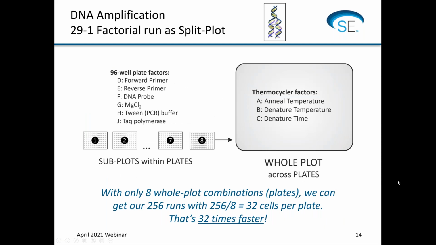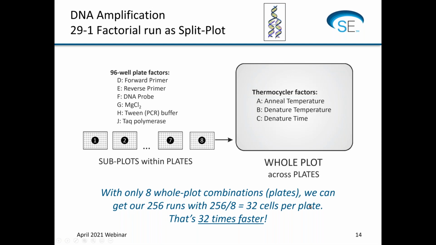Okay, so we're going to have the 8 plates that are defined by the thermal cycle factors of anneal temperature, denatured temperature, and denatured time. And in those, we're going to vary the 6 reagent factors. Okay, and within the cells, 32 in each one, we pick it up and we run it through. And then we do the next combination of thermal cycle factors and subplot factors and pick it up and run it through, and so on. So with only 8 whole plot combinations, or plates in this case, we can get our 256 runs.